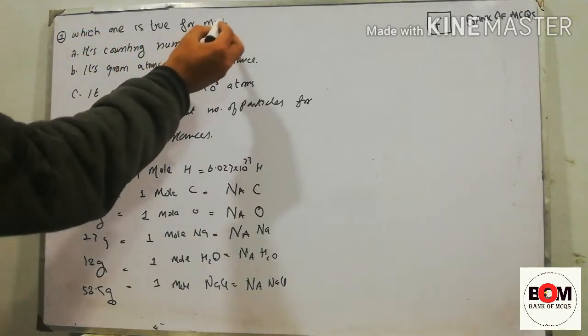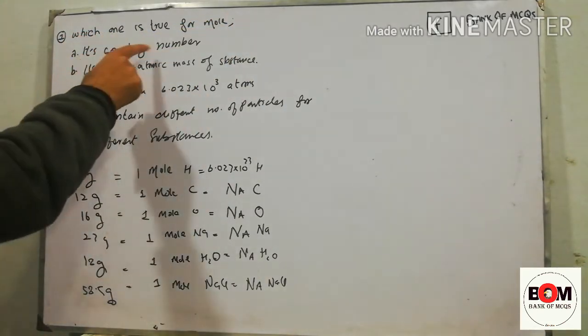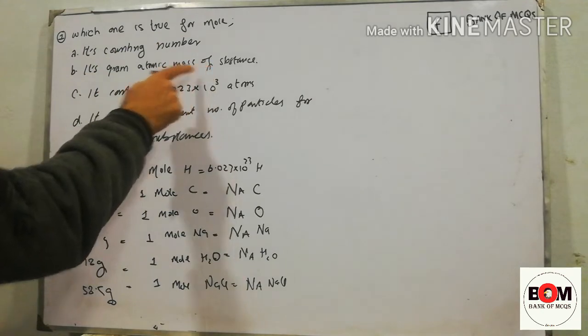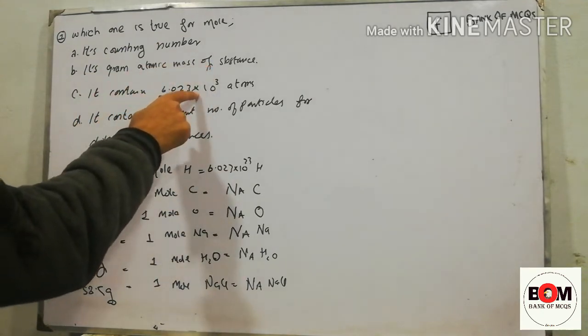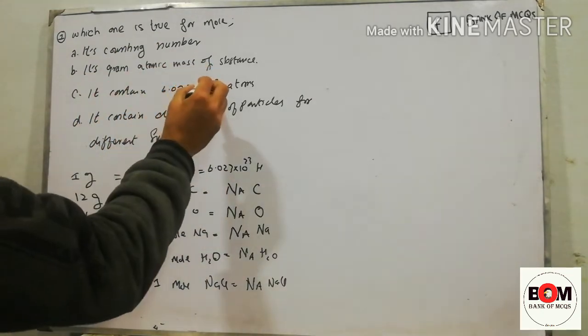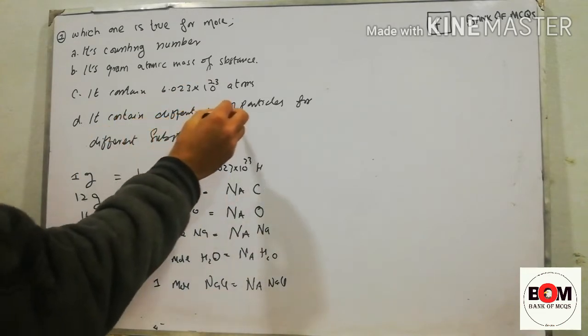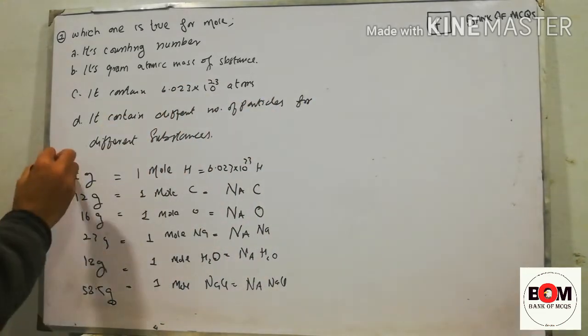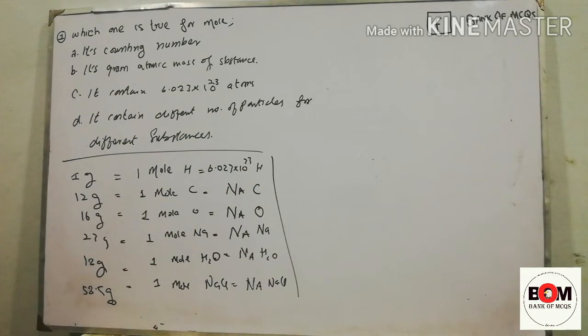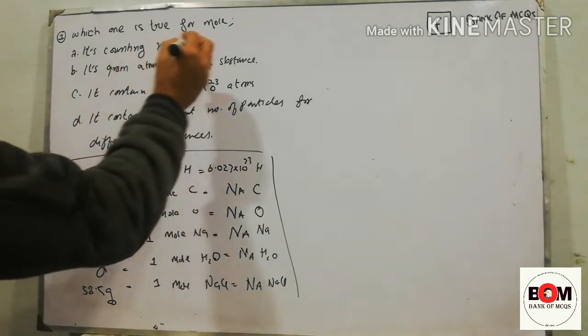Which one is true for mole? Option A: it's a counting number. Option B: it's the gram atomic mass of a substance. Option C: it contains 6.023 × 10^23 atoms. Option D: it contains a different number of particles for different substances. So let's start from option A, it's a counting number.